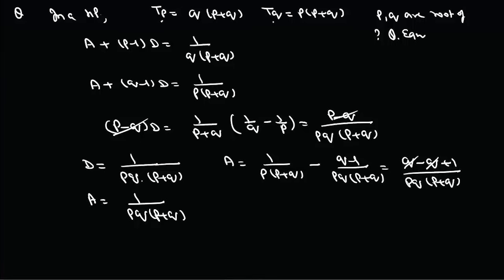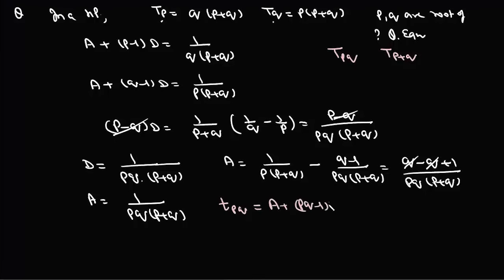I have not given you the options, but all the options are of the form T of PQ and T of P plus Q. So what we'll do is, first we'll find T of PQ for this corresponding AP, and that will be A plus PQ minus 1 into D.